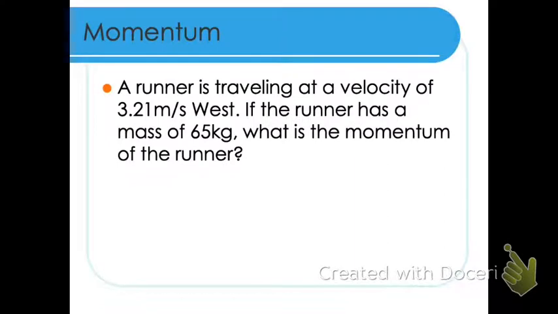Okay, let's try this one. A runner's traveling 3.21 meters per second west. The runner has a mass of 65. What's the momentum? It really is as easy as it seems. What unit is momentum measured in? Kilograms times meters per second. It was on the last slide. There's no fancy shortened unit. It's just that.